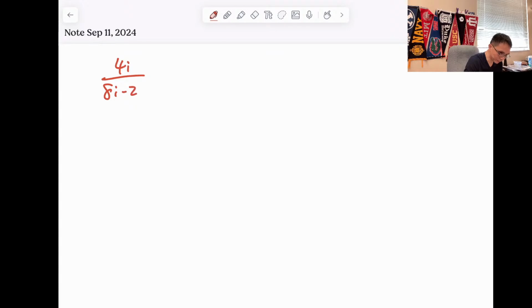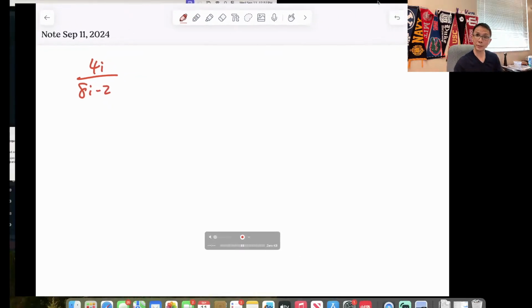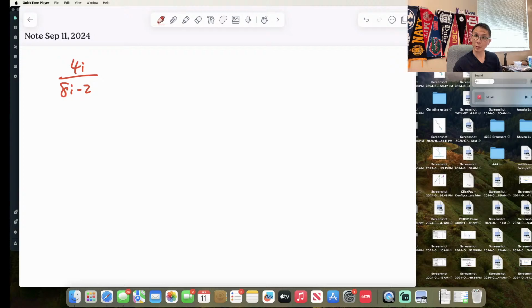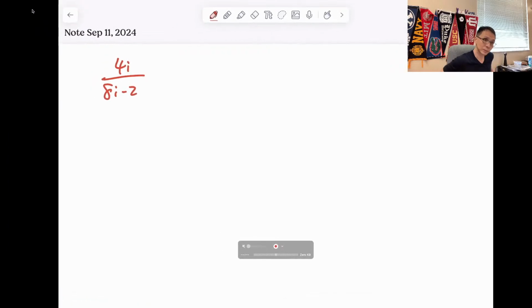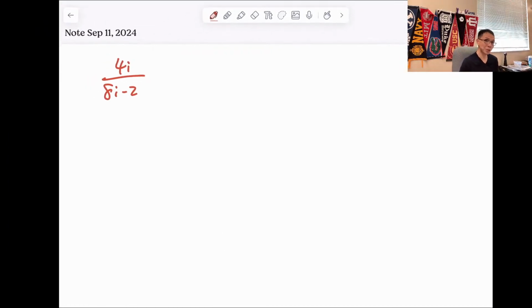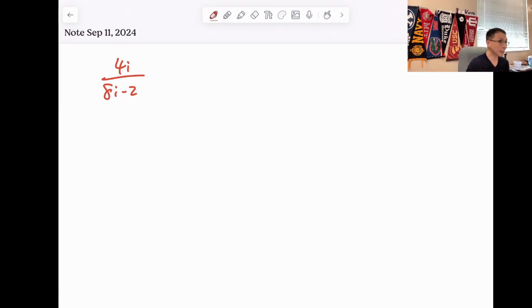All right, let's start with the i problem. What was the question? 4i over what? 4i over 8i minus 2? It's not showing up, my bad. So how do I rationalize this? And I'm going to do the other one first. What's the other one? 2 root 6 minus what? 2 root 10.